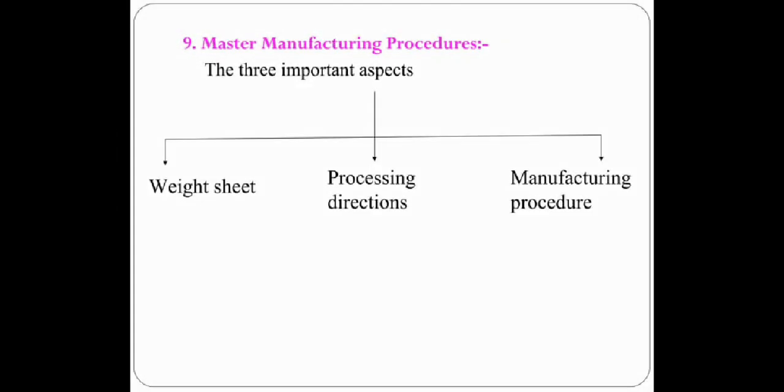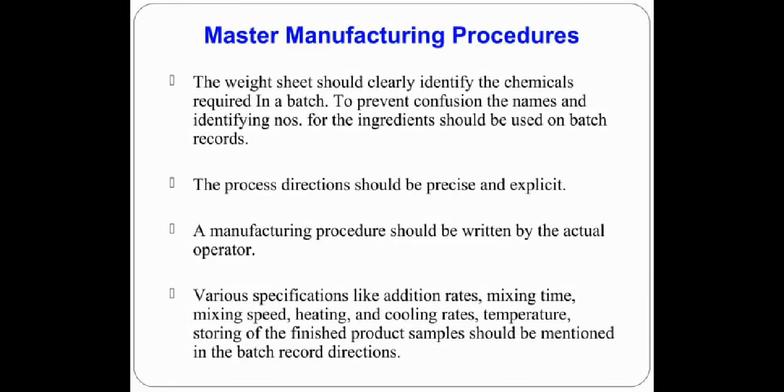Now coming to the master manufacturing procedures. It involves three important aspects. First, weight sheet. Second, processing direction. Third, manufacturing procedures. The weight sheet should clearly identify the chemicals required in a batch.